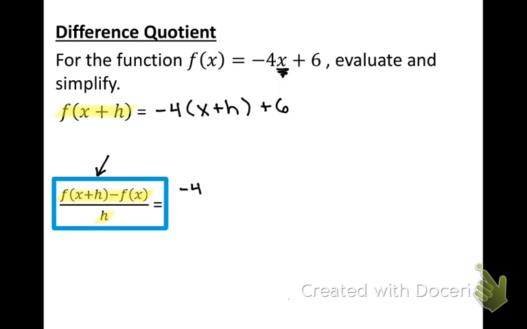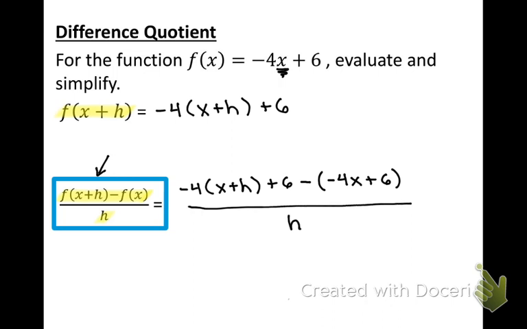We have negative 4 times x plus h plus 6. That right there is my f of x plus h. Now I need to subtract off f of x. So I'm going to use parentheses here because I need to subtract off negative 4x plus 6. And I'm going to divide that whole thing by h. So just to make this clear for you guys, this right here is my f of x plus h. This right here is my f of x. And I had to subtract the two. And then I put the whole thing over h.